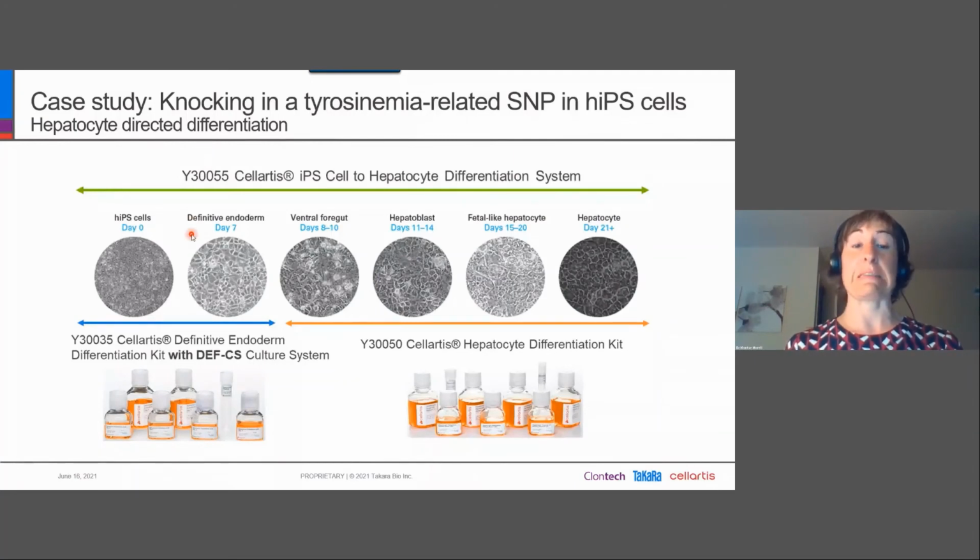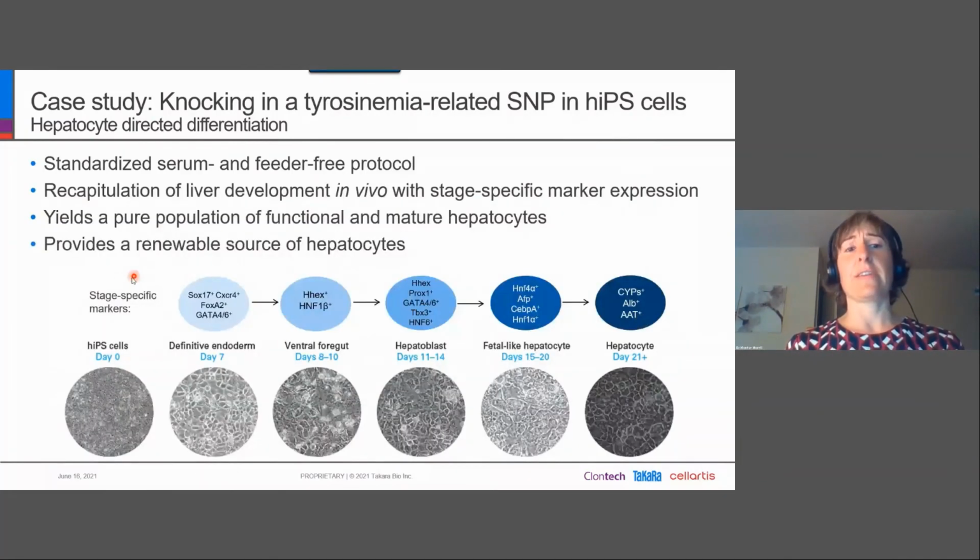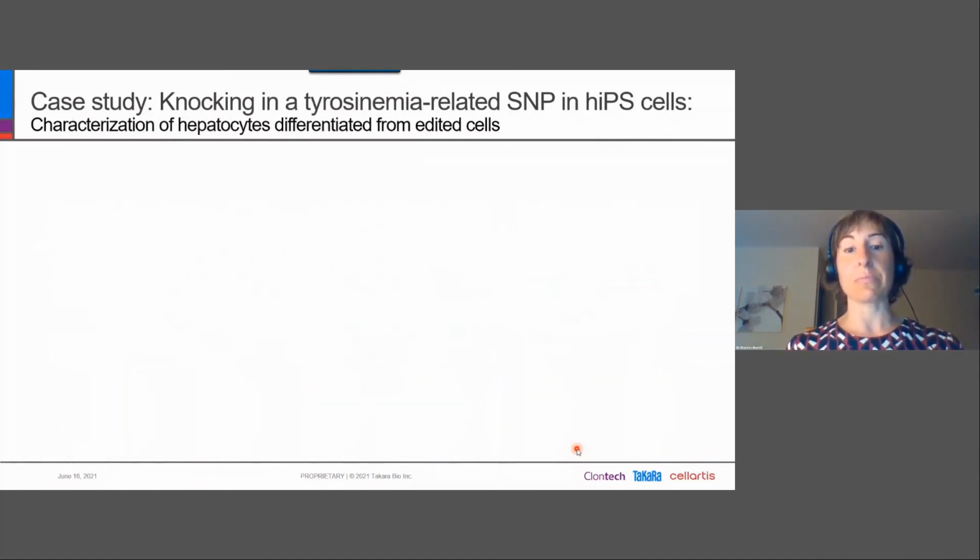In order to perform this differentiation, we use a product that allows direct hepatocyte differentiation from hiPSCs. It consists of two phases. The first one is the differentiation to the definitive endoderm, and the second one is to the hepatocytes. It's a standardized serum- and feeder-free protocol and recapitulates liver development in vivo. It has all these different steps, and you can see how each of them has a specific morphology. At the end, it yields a pure population of hepatocytes.